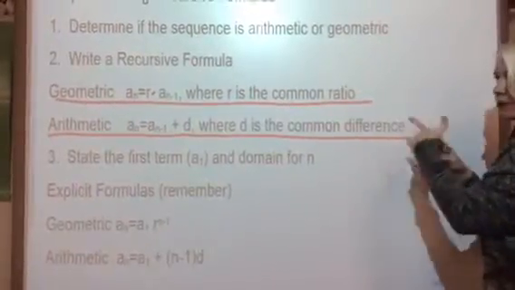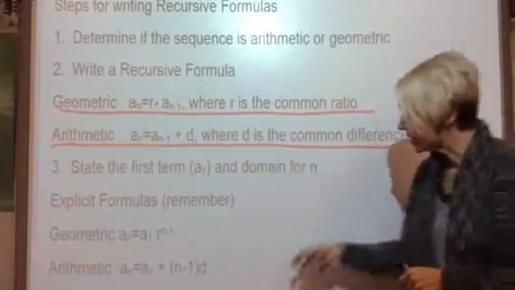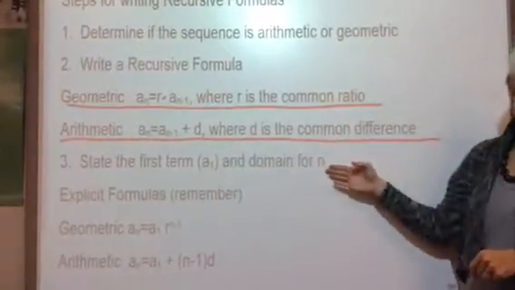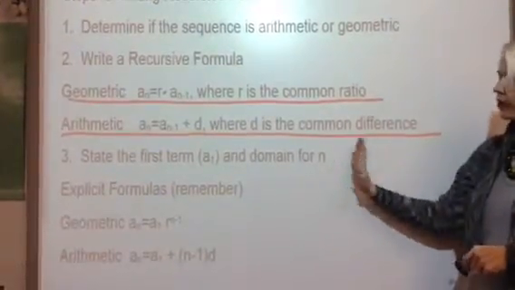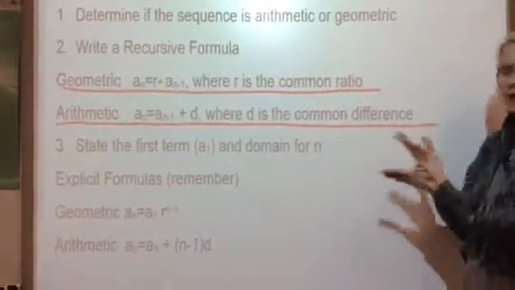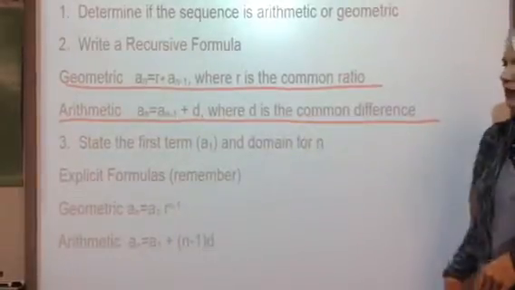If you know the common difference, you're going to add it to or subtract it from the previous terms. And then you always have to state what the first term is, a sub 1, and the domain for n. N can never be less than 2, because you can't have a 0 term. You always have to have a sub 1 to start it. So that's why we just have to say what n is.